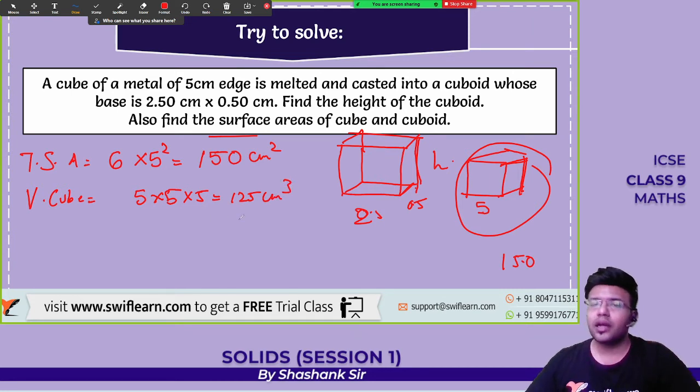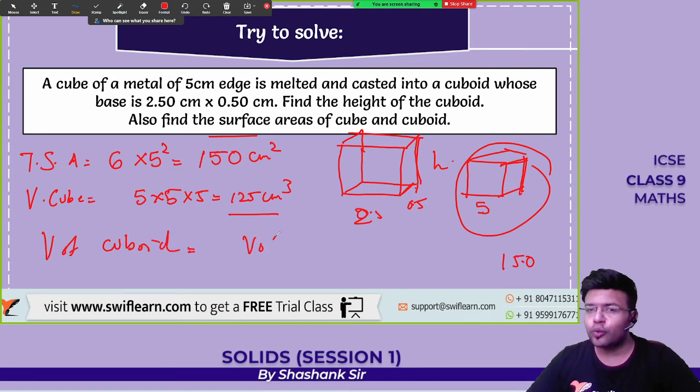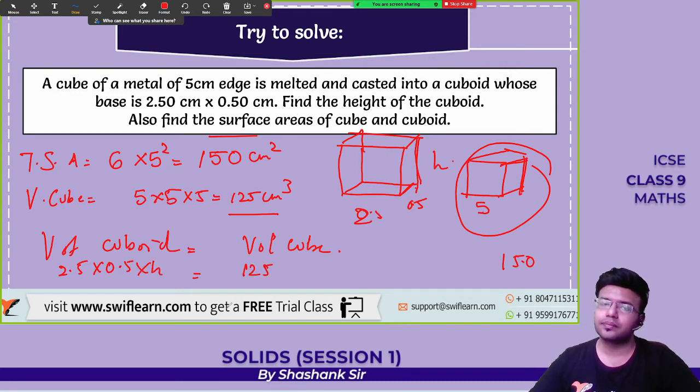Now the same volume is melted and casted into a cuboid. So volume of cuboid is equal to volume of cube. Volume of cuboid is length into breadth into height, which is 2.5 into 0.5 into h is equal to 125. So equate for h.